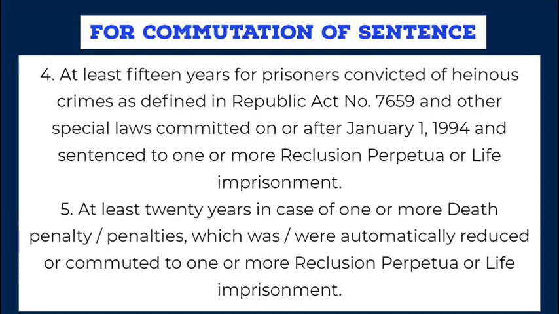4. At least 15 years for prisoners convicted of heinous crimes as defined in Republic Act No. 7659 and other special laws committed on or after January 1, 1994 and sentenced to one or more reclusion perpetua or life imprisonment. 5. At least 20 years in case of one or more death penalty penalties, which were automatically reduced or commuted to one or more reclusion perpetua or life imprisonment.